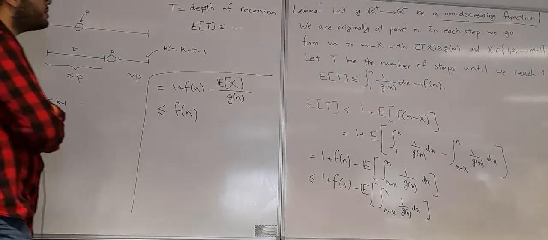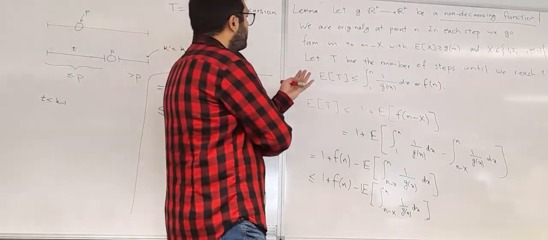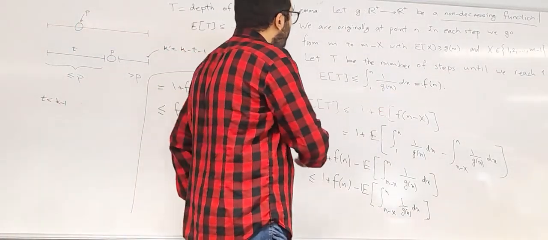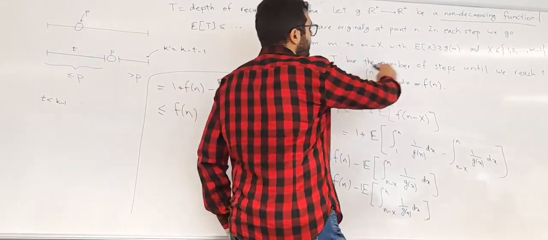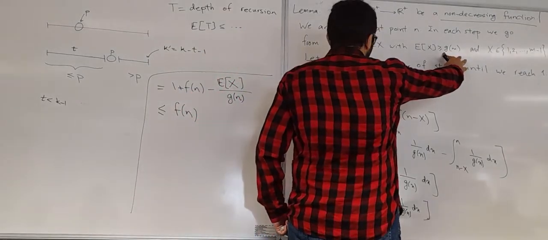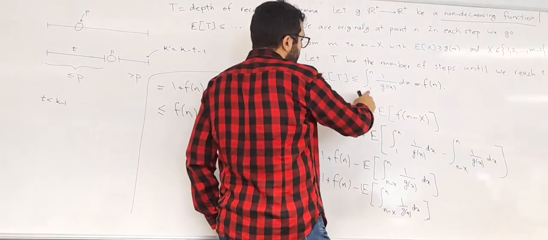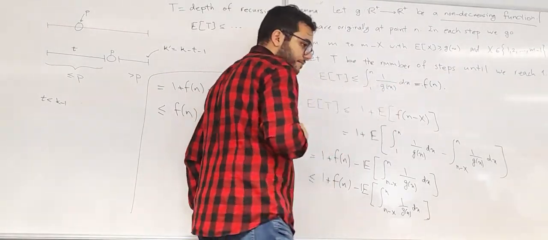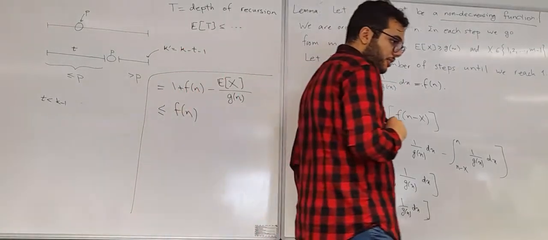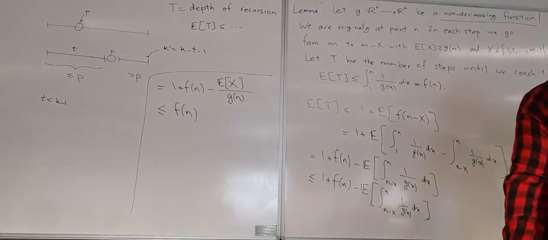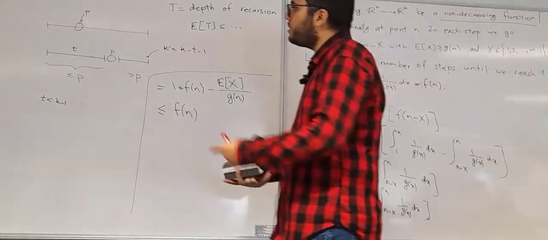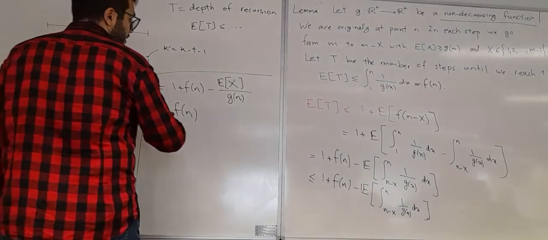But again, what I want you to really remember is this: if on average we are decreasing by g of m, then the total number of steps would be the integral. Okay. So let's apply this now to QuickSelect.